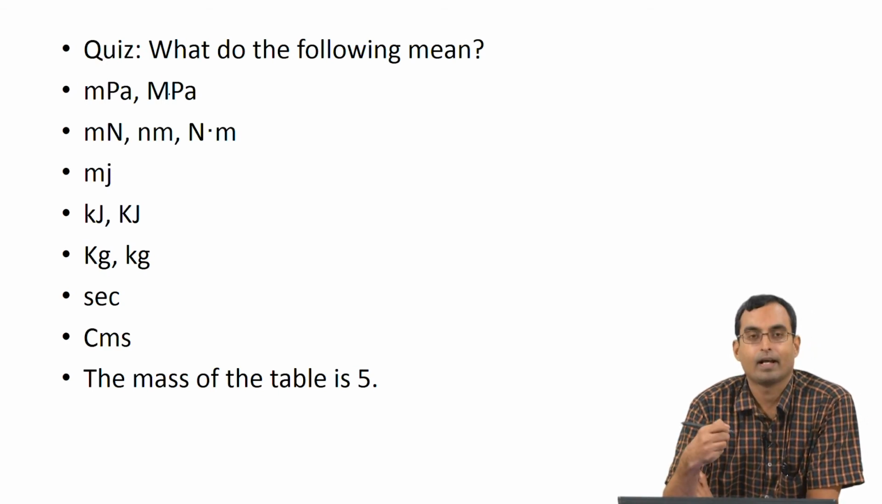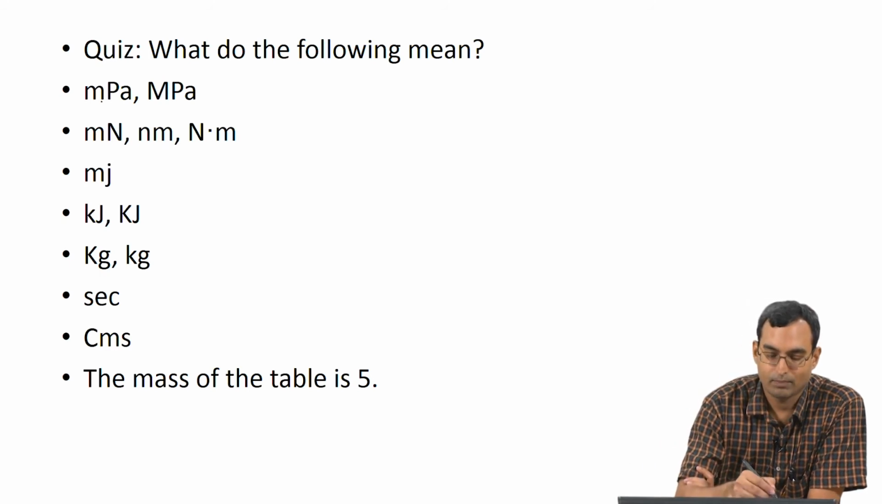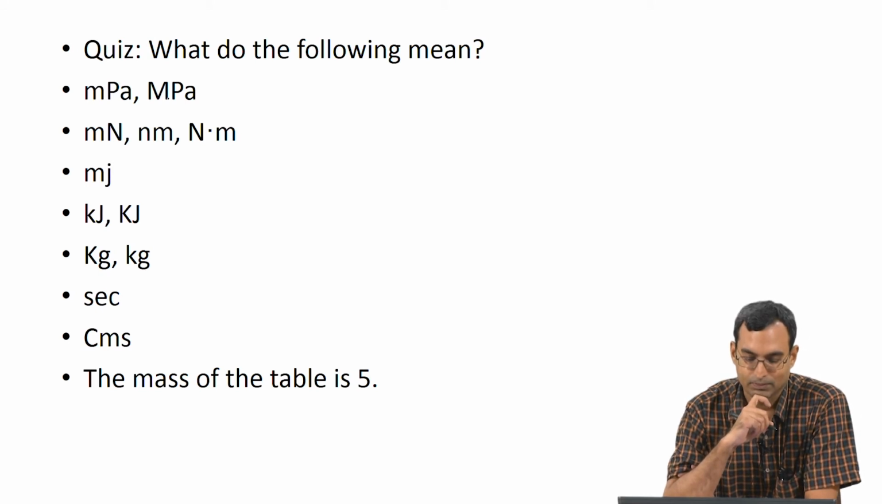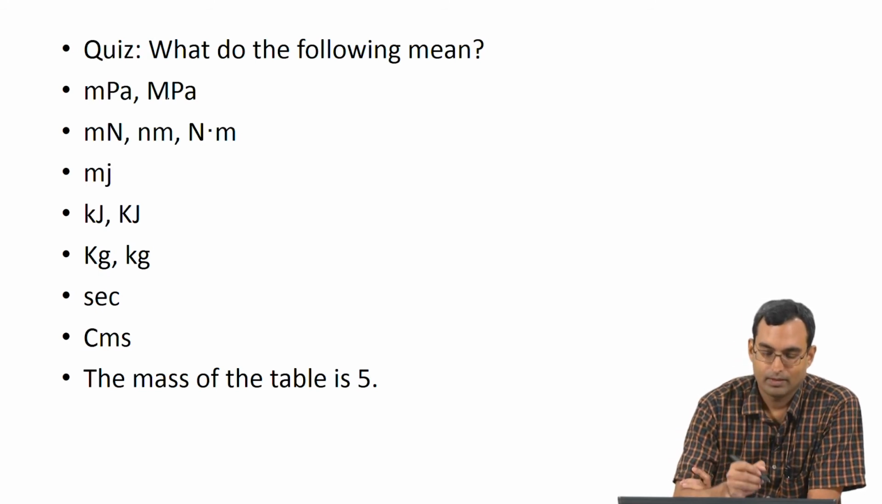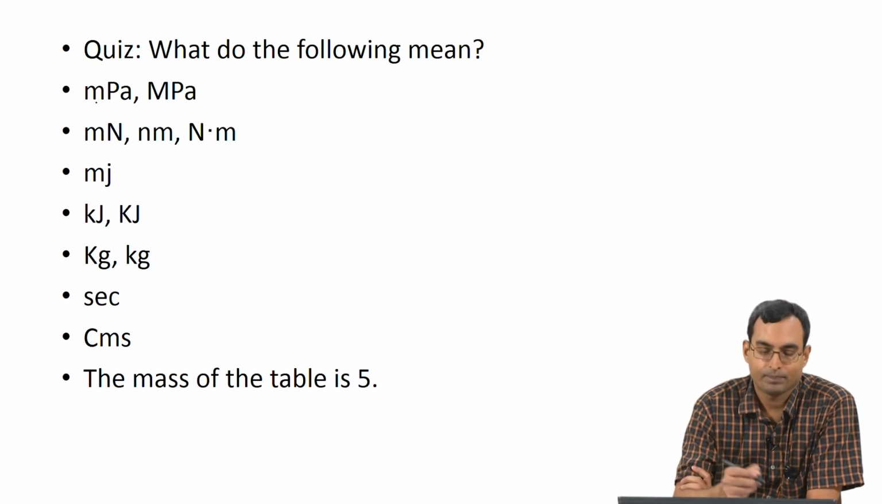Because when we ask people to do these questions by hand and write it, so often we get either small or capital letters, people are not very careful about them. So, here is something to look at. A small m in the SI system of course means milli, and capital P and small a is Pascal. So, this is a millipascal, which is 10 power minus 3 Pascal, versus a megapascal, which is 10 power 6 Pascal.